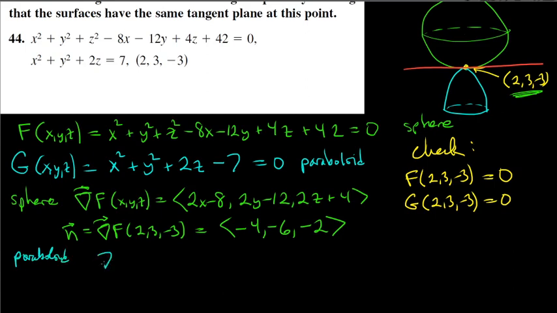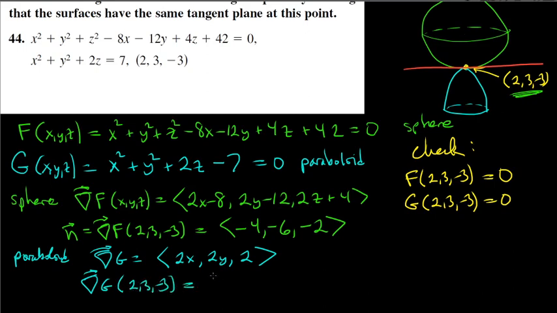So take the gradient of G, and that's a little bit easier, right? That's just going to be 2x, 2y, and 2. So plug in the same point, 2, 3, negative 3, and we get 4, 6, 2. I'm sorry, 4, 6, 2.